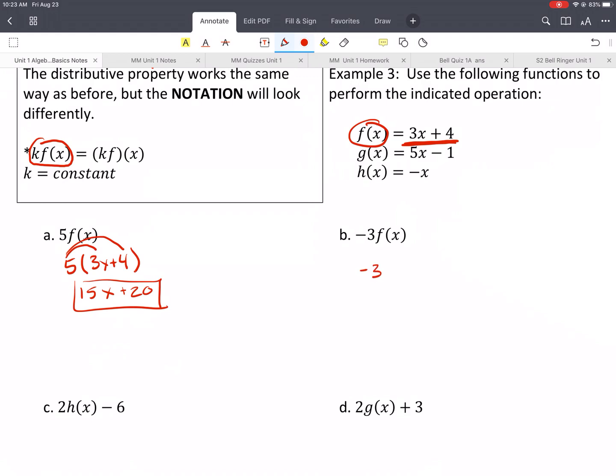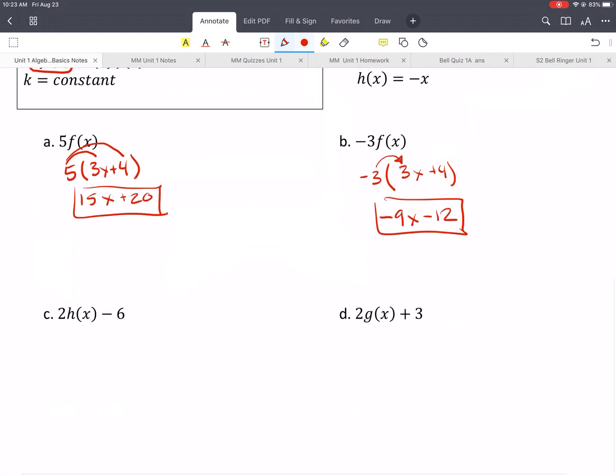So we have negative 3 times f of x. Well, f of x is 3x plus 4. And then we will distribute. Remember, we're not just distributing the 3, we're distributing the negative 3. So that gives us a negative 9x minus 12.